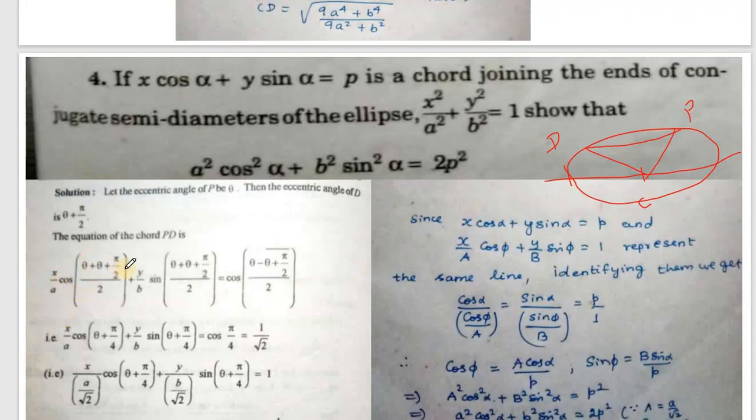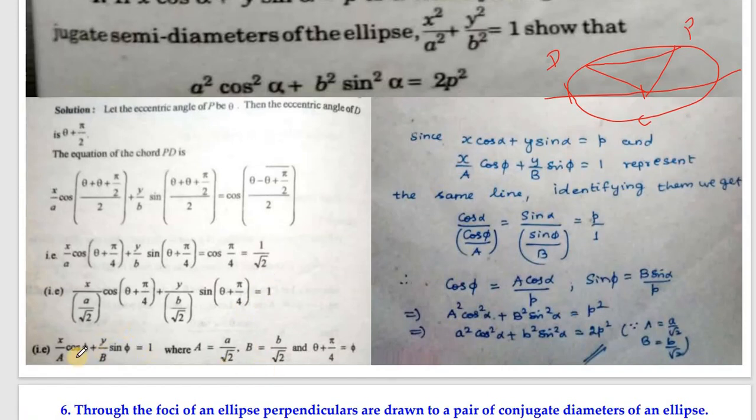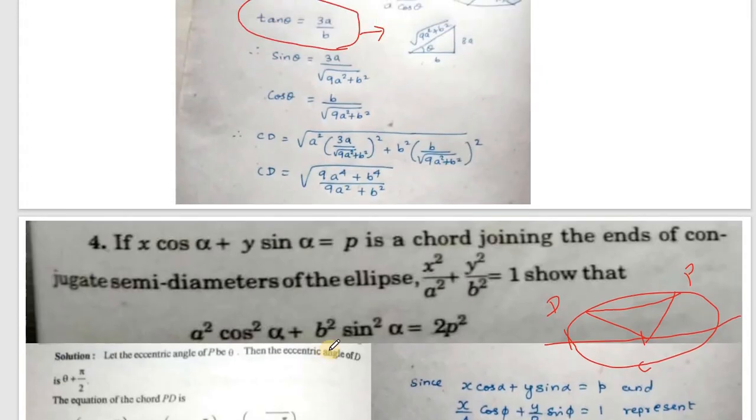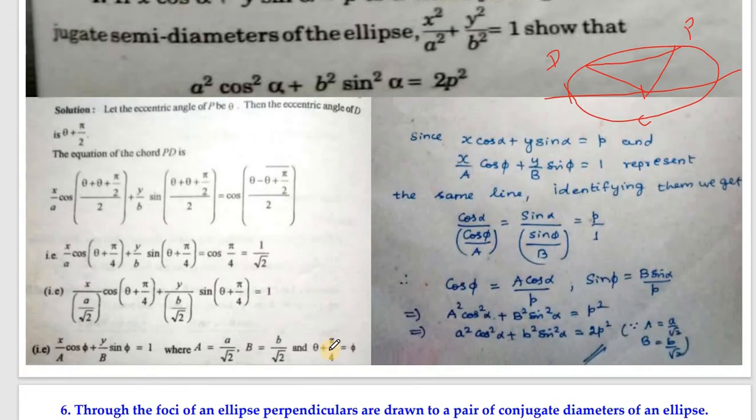This is done already. So P is P of theta and D is 90 plus theta. So x by a cos of theta plus y by b sin theta, with cos of theta minus phi by 2, that is used here. So instead of phi you have theta plus phi by 2. And then that is further simplified, so that you can have x by capital A cos phi plus y by capital B sin phi equal to 1, where A, B and the relation between theta and phi are also given.